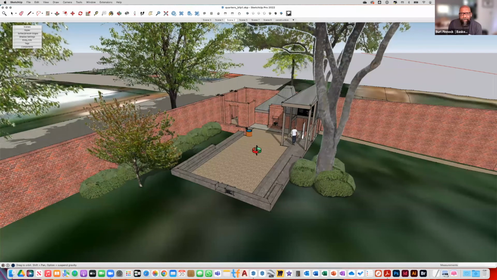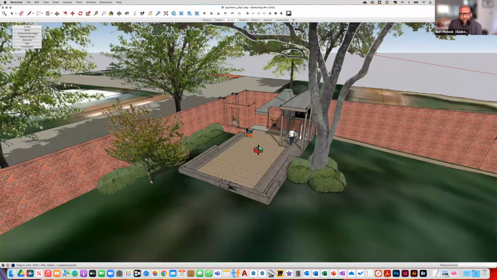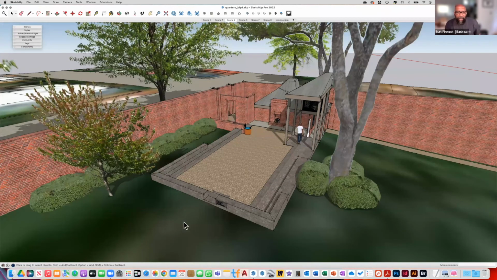Sure. So I think primarily there's a path that leads to this area of the site that comes, if you're seeing my cursor, from the center.